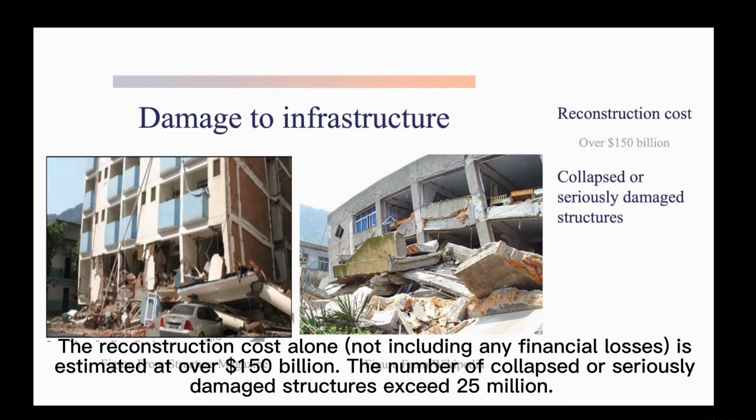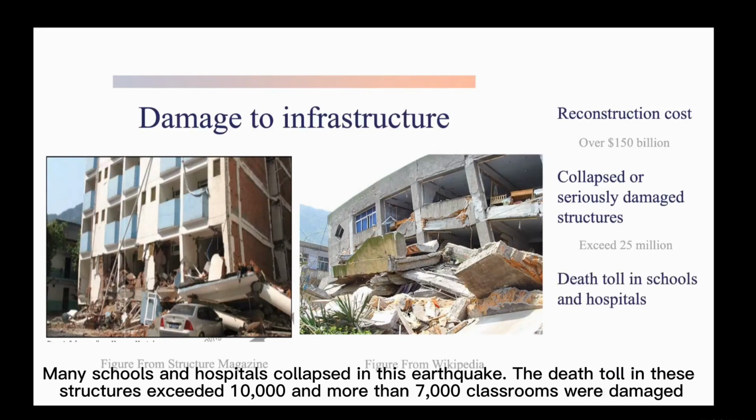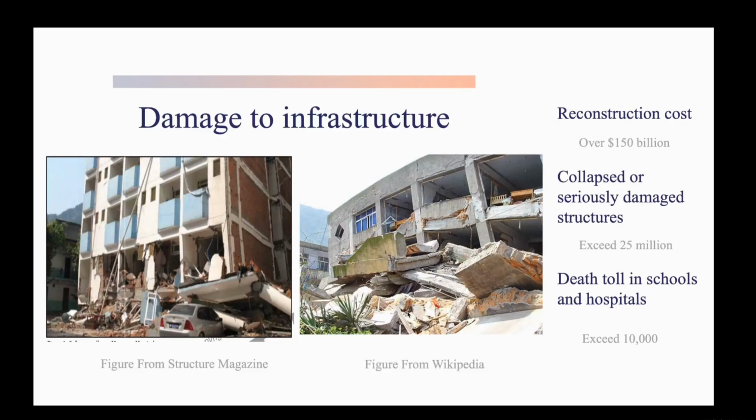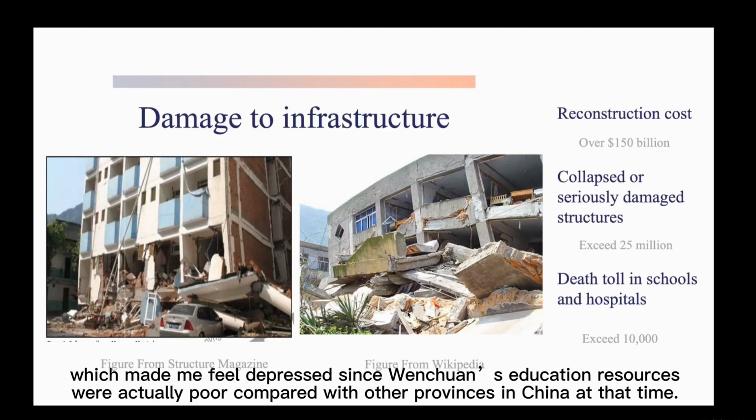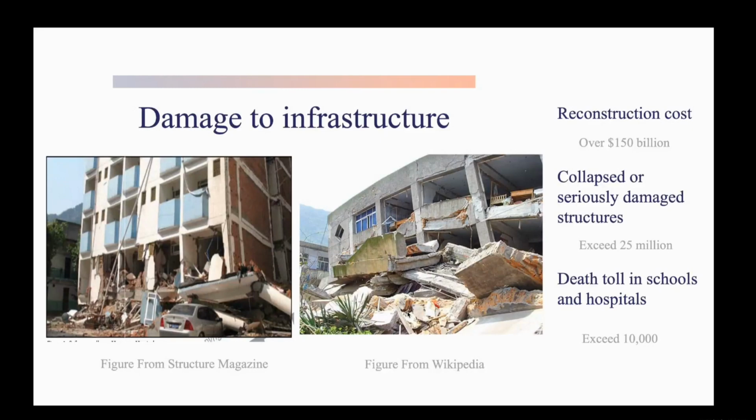The number of collapsed or seriously damaged structures exceeds 25 million. Many schools and hospitals collapsed in this earthquake. The death toll in these structures exceeded 10,000, and more than 7,000 classrooms were damaged, which made me feel very depressed, since Wenchuan's education resources were actually poor compared with other provinces in China at that time.